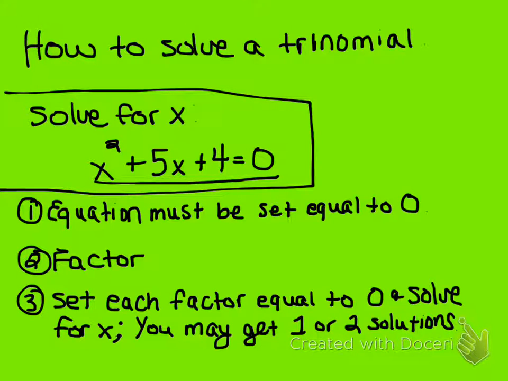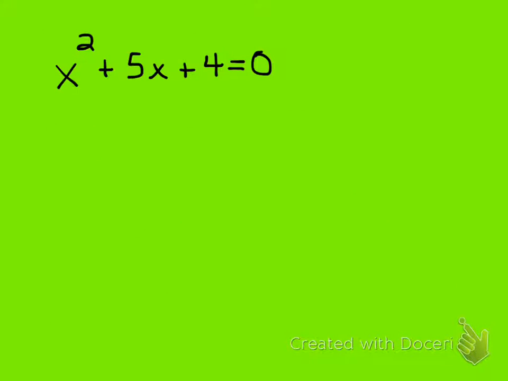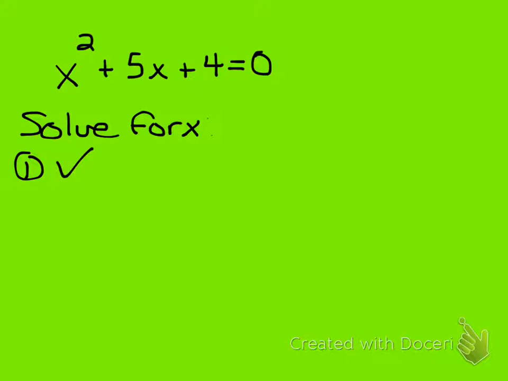Okay, so you know that when we're solving equations, we are solving to make both sides equal, right? We need this x squared plus 5x plus 4 to equal 0. So let's do an example using this equation. So, solving for x. First thing that we need to do is make sure that our problem is set equal to 0. So, set equal to 0, check.